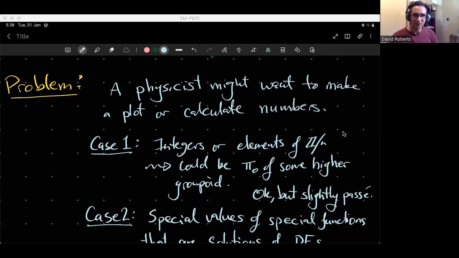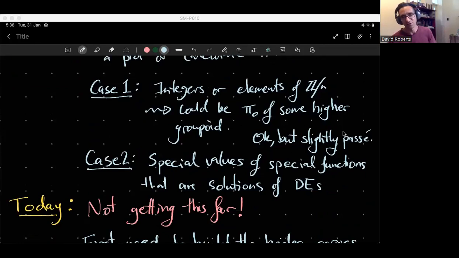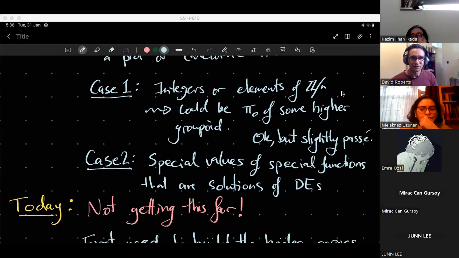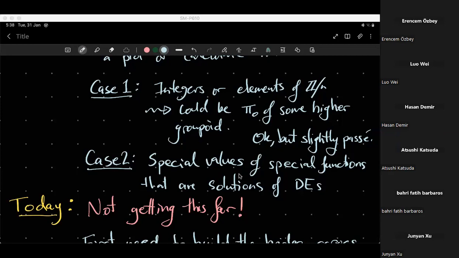But imagine you want to calculate the special value of a solution of a DE. Maybe you want to show that it's some particularly nice number. Coming from the point of view of purely higher category theory, category theory doesn't tell you about special functions. This is very much more a bespoke operation. So we're not getting as far as special values of special functions, but that's the stretch goal. The long-term plan is we want to solve some DEs. We want to do some geometry.